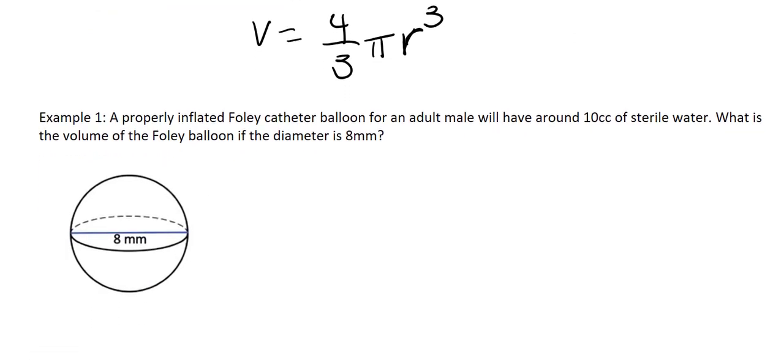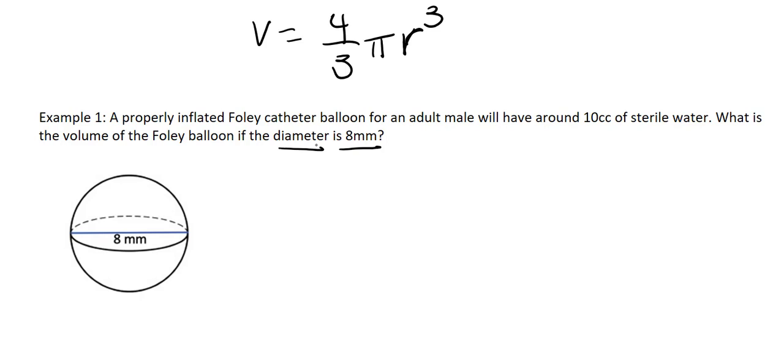A properly inflated Foley catheter balloon for an adult male will have around 10 cc of sterile water. Remember, cc is cubic centimeters, and 1 cubic centimeter is equal to 1 milliliter. Just have that information in the back of your head. Now, what is the volume of the Foley balloon if the diameter is 8 milliliters?